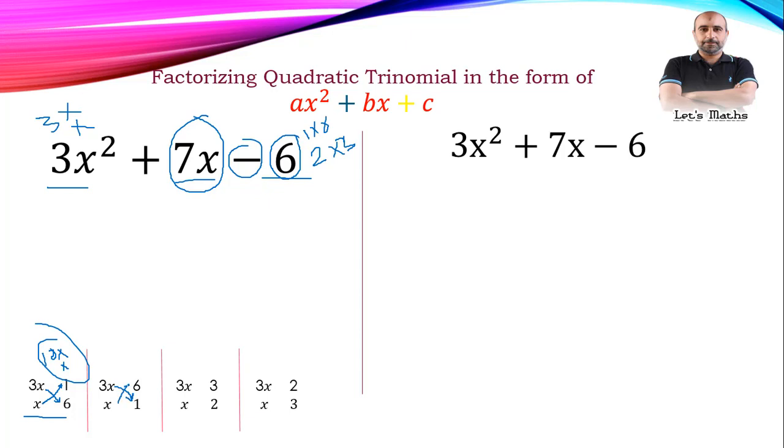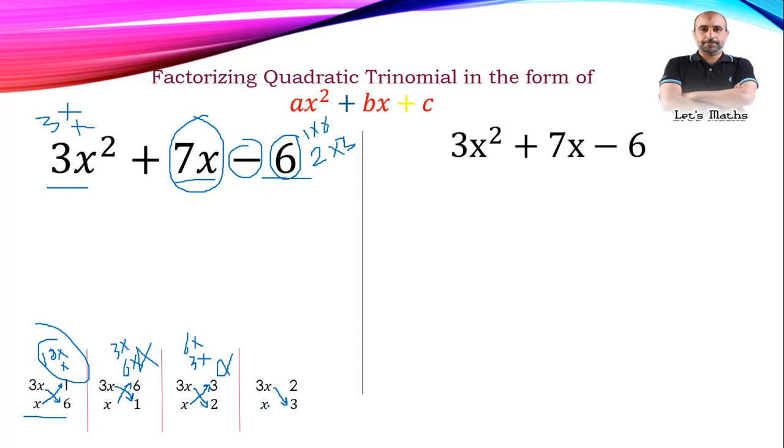Crossing multiply. 3x multiply 1 equal 3x. x multiply 6 equals 6x. The difference between them is 7. No, it's not working too. 3 times 2 equals 6x. X times 3 equal 3x. The difference between them is 7. No, it's not working too.